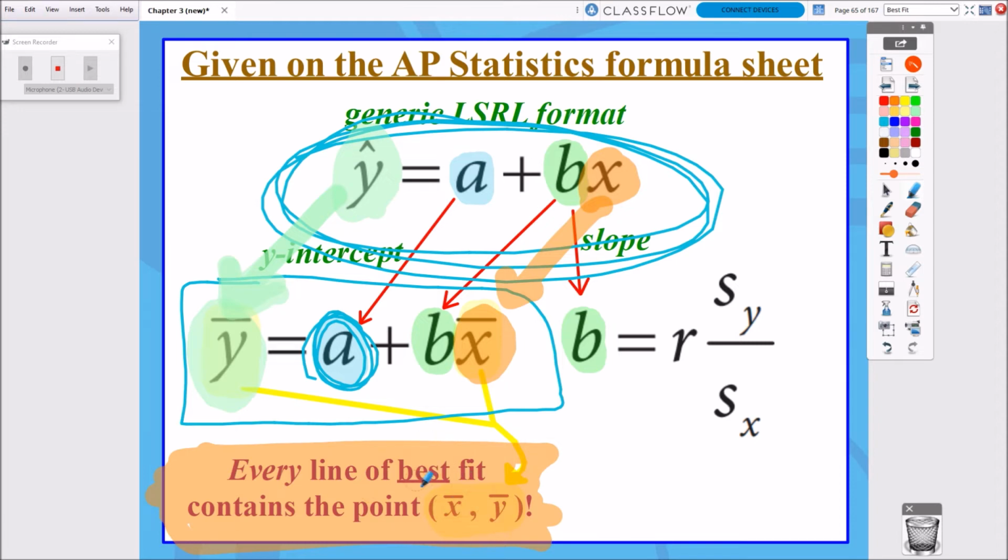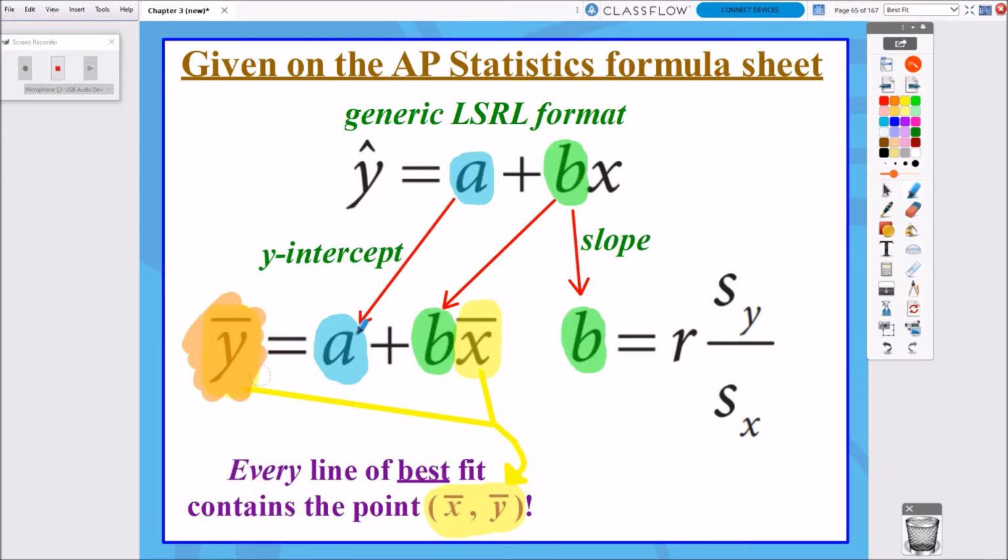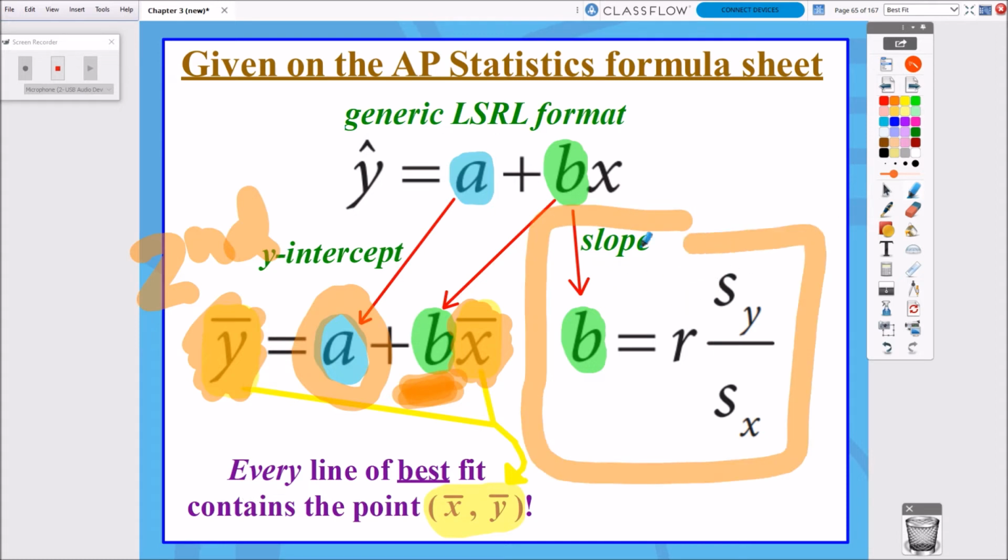So that means if that point is on the LSRL, this being the LSRL, then the x and the y in here can be used with x bar and y bar. Now, that means you're going to know these two numbers, right? You're going to know x bar and y bar, the means of x and y. But to solve for the y-intercept, you need to know b, which is the slope, which means you're going to solve typically for the y-intercept second. You're going to need to first come over here and solve for the slope.